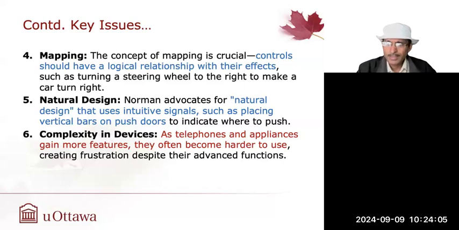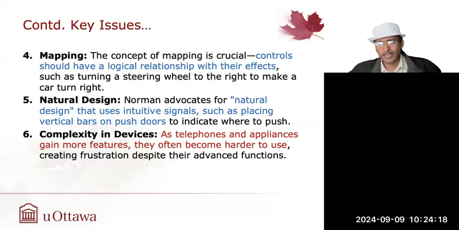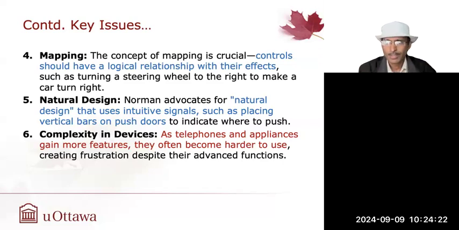And natural design, this is also related to the mapping. Natural design uses intuitive signals such as placing a vertical bar to push the door. Which door to push, which door to pull, which door we should do nothing, so it just opens automatically because of the sensor. So there should be clear signals, otherwise people can be confused. This is how Norman started his chapter in the beginning.